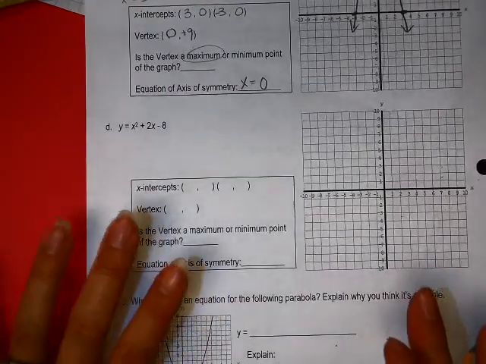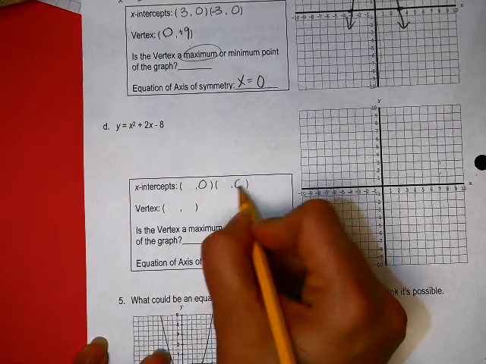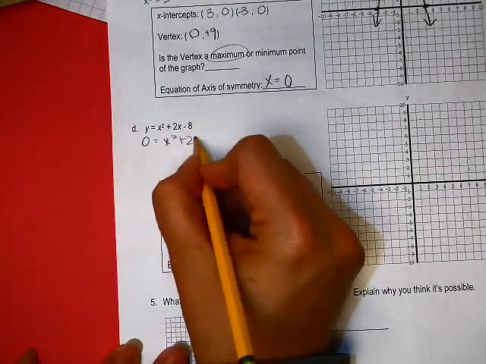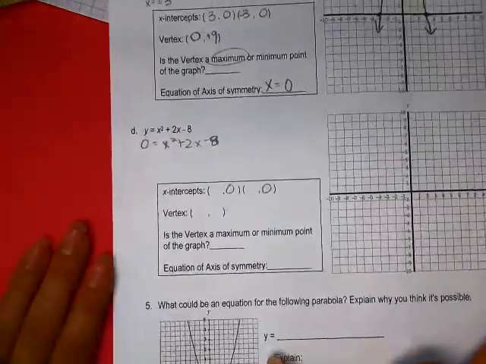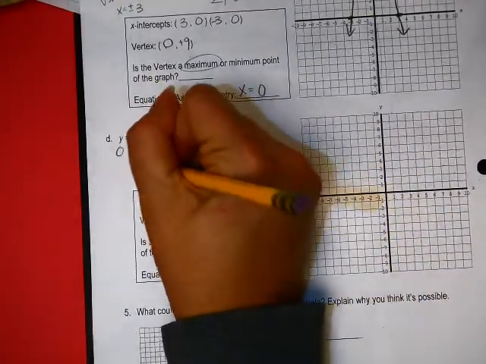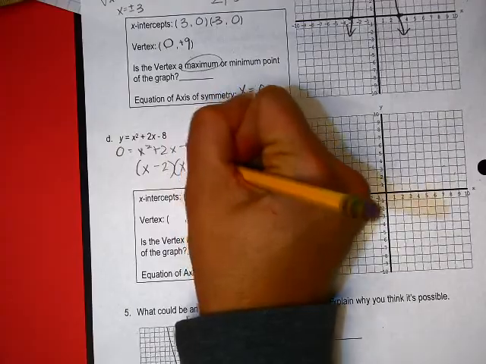All right, almost the last one. Finding x-intercepts. We do know that y is equal to 0, so we plug that in. So what we need to do is factor. We have what? x minus 2 and x plus 4.